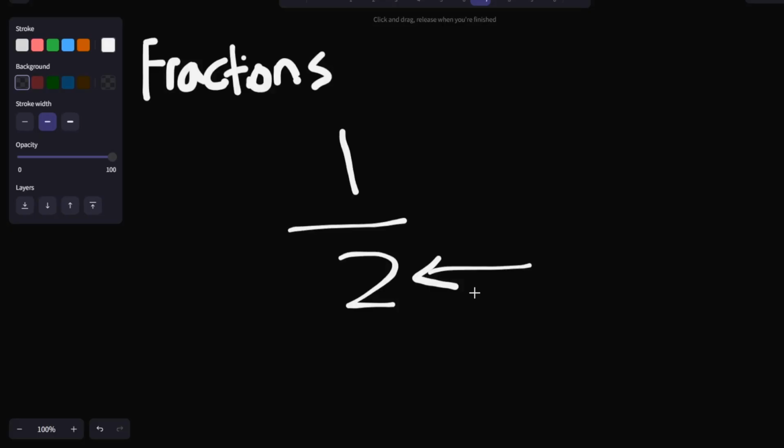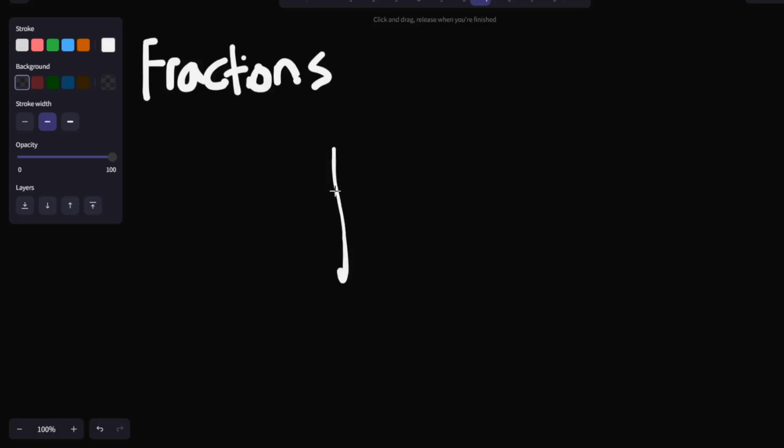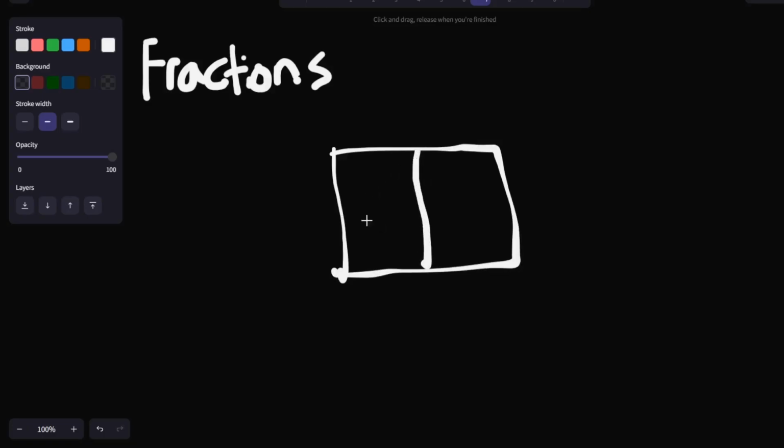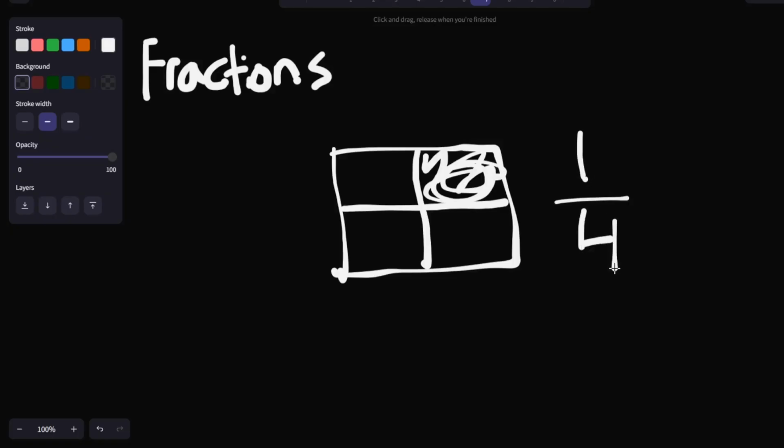For example, if a sandwich is cut into 4 equal pieces, this is a sandwich right here, it's cut into 4 equal pieces, and you eat one. So let's just say this piece, that's 1/4. Because it's one piece out of 4 total pieces.